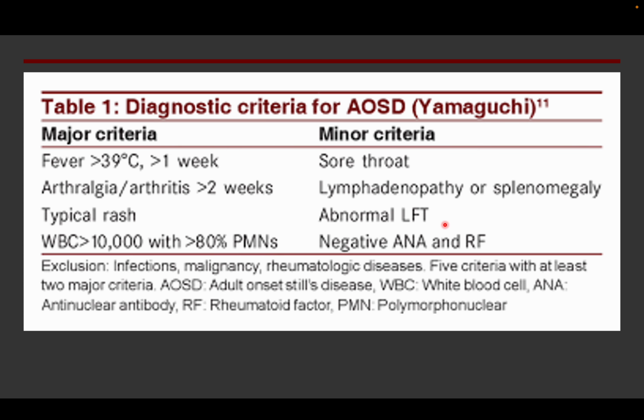So ANA and RF should be negative, and exclusion of all infections, malignancy, rheumatological disease should be done before labeling it as adult onset Still's disease. So RF and ANA should be negative. All infections and viral infections all should be ruled out before labeling it adult onset Still's disease.